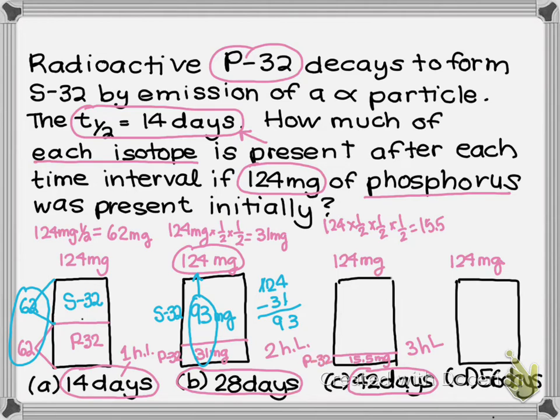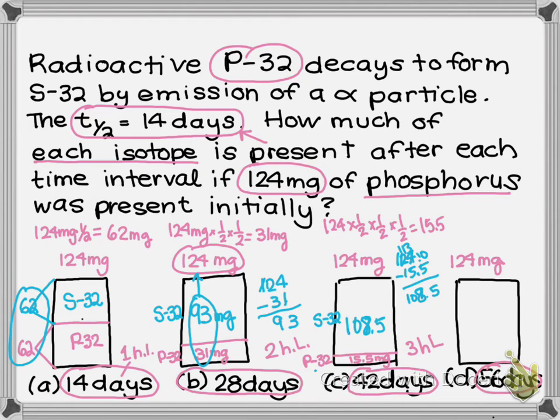And so then, thinking about what the sulfur would be, I say 124 minus 15.5. That would be 108.5, because it has to equal 124. So I have 108.5, and this is the sulfur. So you see again, I'm figuring out based on the half-life the amount of phosphorus, and then whatever the difference is between 124 and the amount of phosphorus, that tells me the second isotope, or in this case the sulfur.